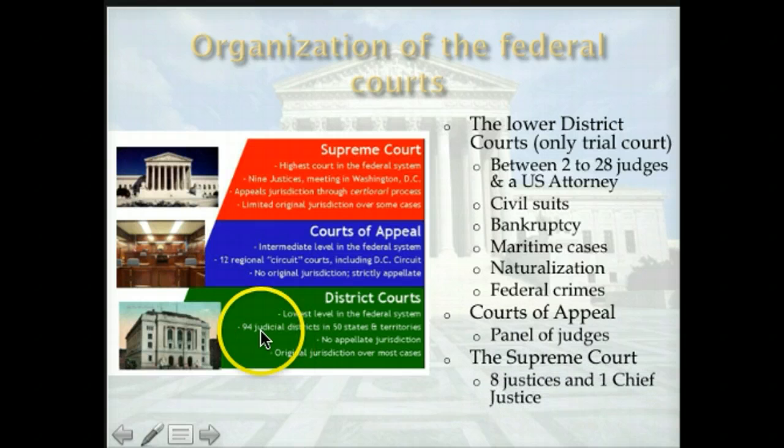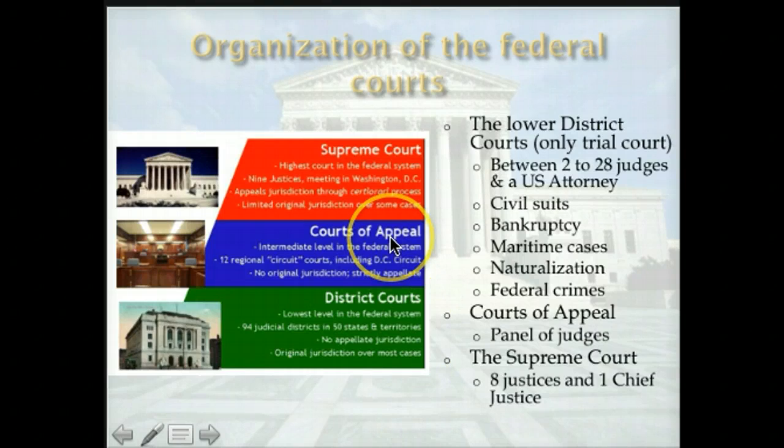Now, the top of the federal court organizational pyramid is the Supreme Court. The Supreme Court is also a panel of judges. There are 8 justices and 1 chief justice. This is the court of last resort.